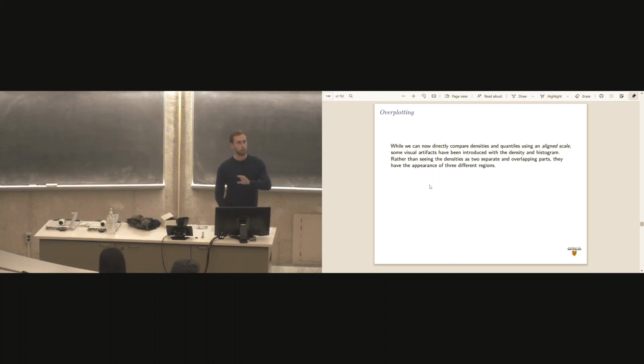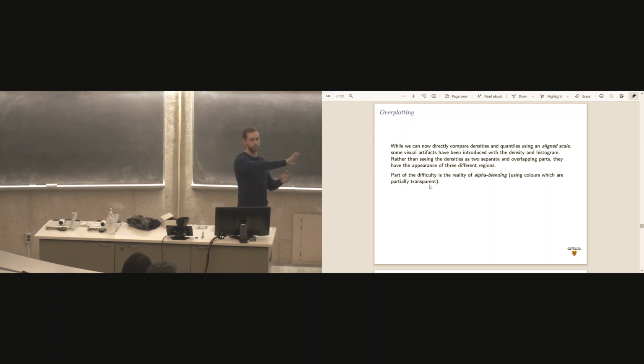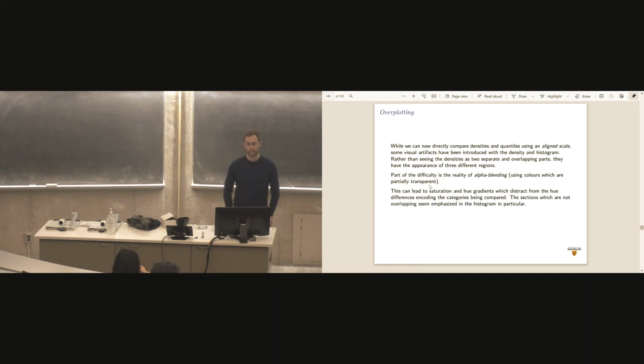So while this overlay plot works really well for quantiles, you color them, you get these two lines, it's really easy to compare them. Maybe it doesn't work so well for these density estimates. Like I said, part of the difficulty is this alpha blending. It's necessary, otherwise you wouldn't be able to see behind one distribution. But there's a consequence to this necessity. And this is just going through what I talked about in a little more detail for anyone who wants to read this after the fact.